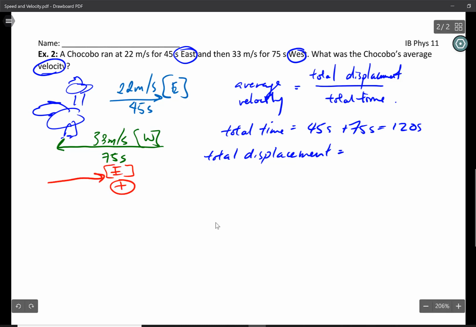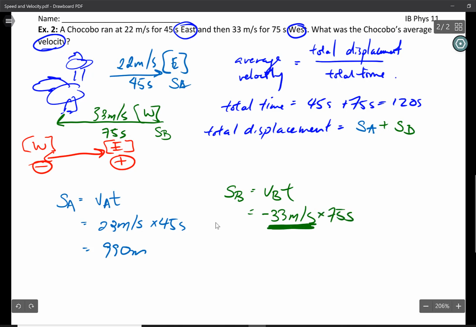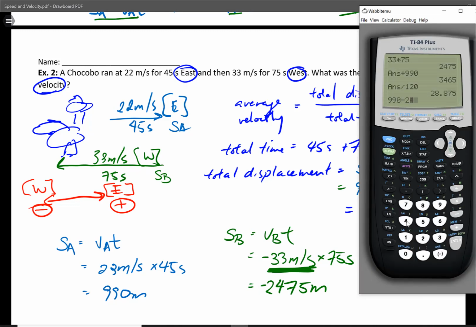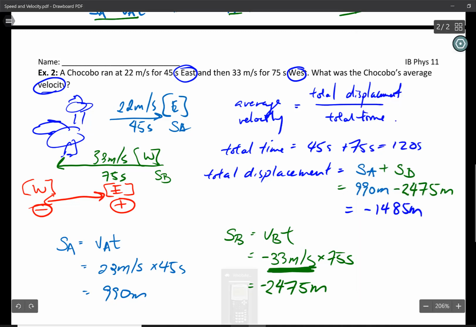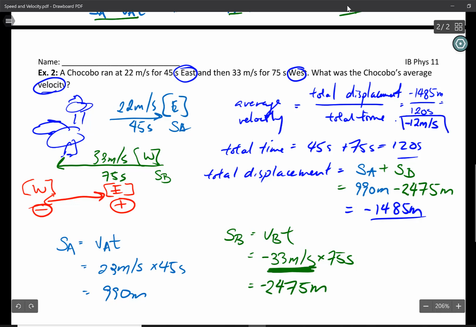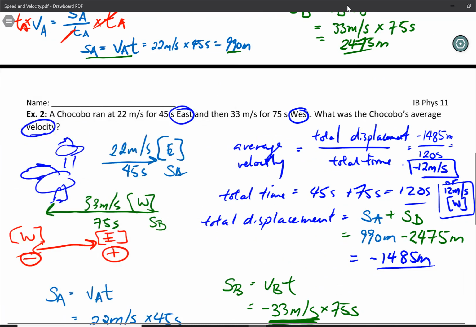I'm now labeling east as the positive direction, west as the negative direction. Make sure to do that for your problems, as our displacements and velocities will be different for the second part. The first part is the same, but for part B, notice the velocity is negative 33 meters per second going west and a negative displacement. Now if we add the two together, we're going to get a negative value because the 2475 is negative. When we calculate our average velocity with a negative displacement, we're also going to get a negative average velocity, which we put as a negative sign in our answer, or we can just say the actual direction itself, west.